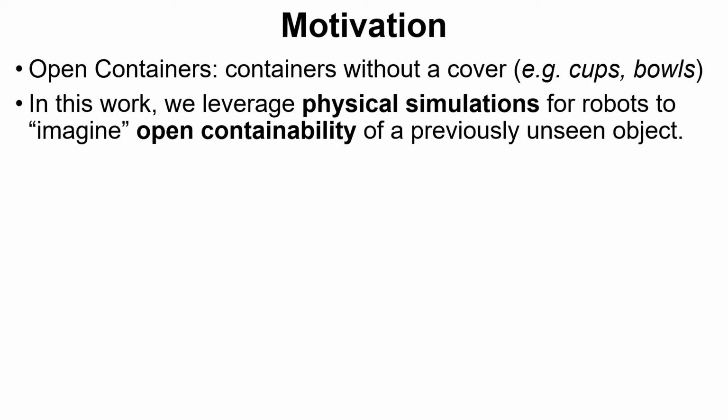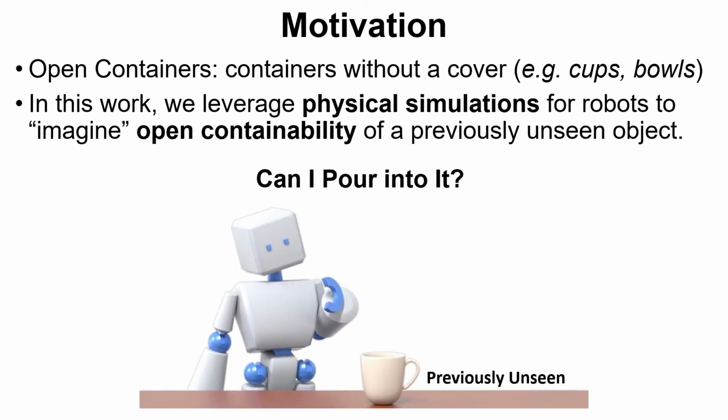The class of open containers, namely containers without a cover, is an important class of objects in our daily life. In this work, we proposed a novel method for robots to imagine open containability of a previously unseen object via physical simulations. For example, consider the case where a robot wants to determine the open containability of an object in the real world. The robot imagines if liquid or granular material can be poured into the object and robustly retained therein. In this work, we focus on exploring open containability for granular material.